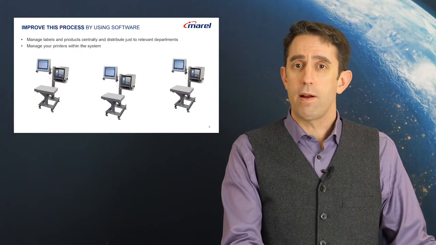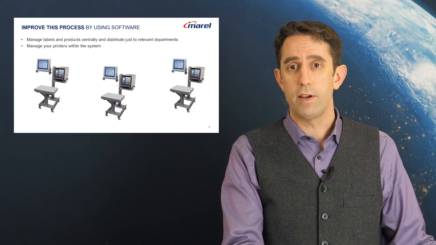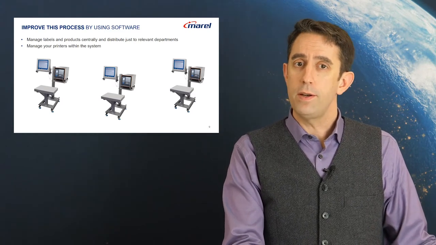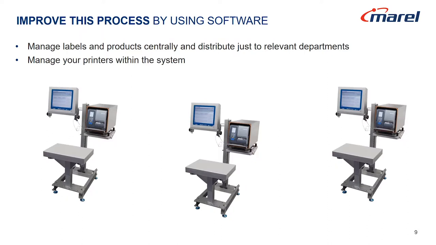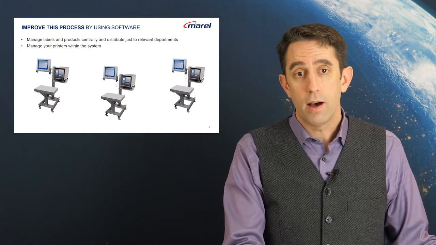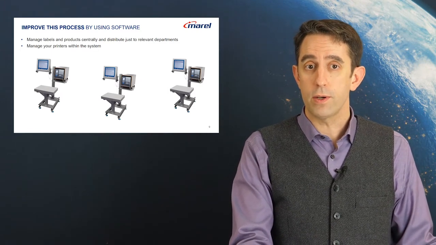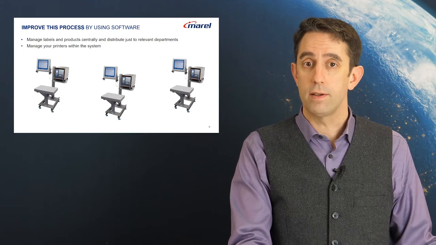Let's take that scenario a step further by managing the product settings and label definition centrally. We can then distribute the appropriate settings to the different departments. This helps us maintain quality and also reduce mistakes. Managing printers is also a breeze. All of the settings are stored in the system, so you can deploy new units or replace existing ones quickly and easily.